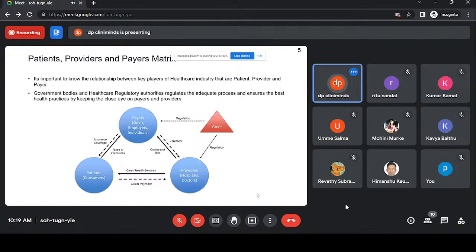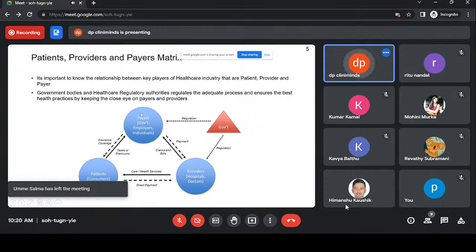Again, a recap on the patients, providers and payers matrix when we are discussing claims data. Initially, when we were discussing the US healthcare ecosystem, we discussed the three P's, which are very important for the healthcare system. Payers are the government, employers, and individuals. Patients are us, the consumers who go to the hospitals and the providers, the hospitals and doctors. The government comes into the picture in between, taking care of things like regulation and reimbursement. So this is a picture which depicts how the process runs.